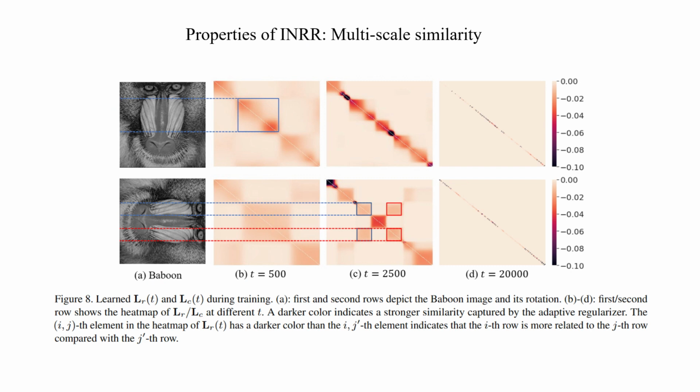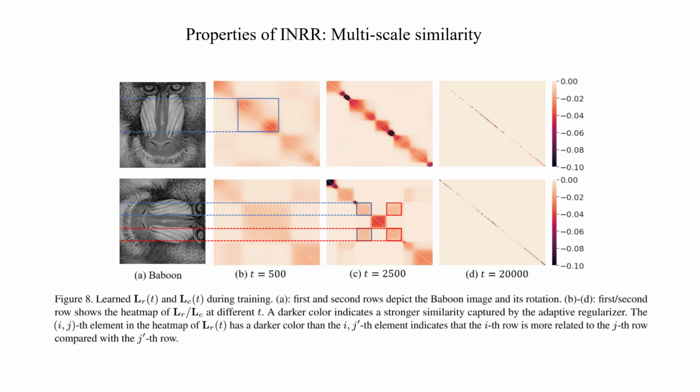Next, I will present some interesting properties of INRR. First, INRR is learnable, and we drew the learned Laplacian matrices. Different columns represent Laplacian matrices learned at different training epochs. The first row represents the similarity between rows of the learned matrix, and the second row represents the similarity between columns of the learned matrix.